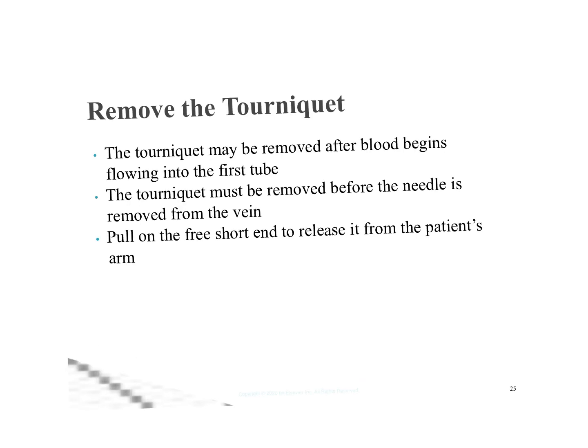The tourniquet may be removed after blood begins flowing into the first tube. The tourniquet must be removed before the needle is removed from the vein. Pull on the free short end to release it from the patient's arm. Some phlebotomists, as soon as they get that blood flow in that first tube, pull that tourniquet. Others leave it on to the very last tube. When the last tube is almost full, then they take that tourniquet off.